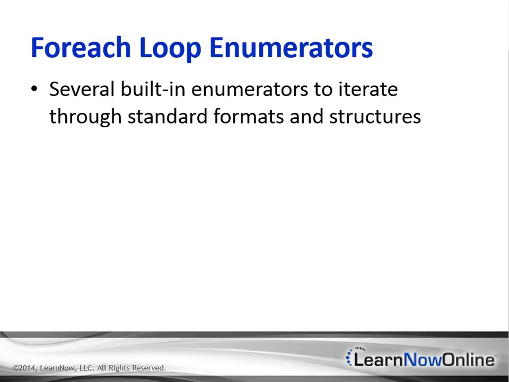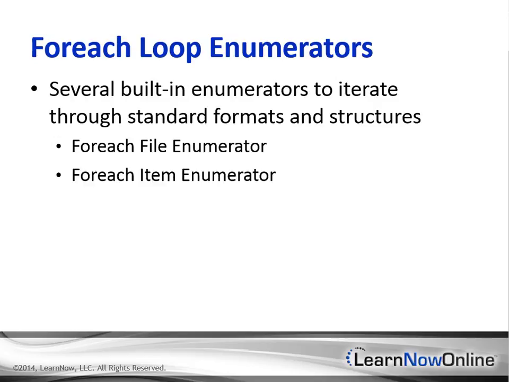The for each loop container has several built-in enumerators that you can use to iterate through some standard data structures in disk files. First one is the for each file enumerator. And as you can expect, it loops through each file in a specified directory using a file mask that you define. So you can process all zip files in a directory, all text files, or all CSV files, or all files. For each item enumerator loops through a set of items that you define manually within the container.